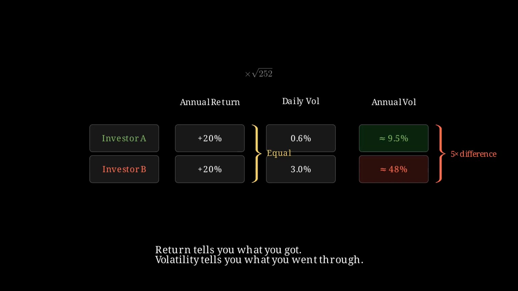If you had to allocate your savings to one of these two portfolios without knowing which would perform better next year, volatility is exactly the number that captures what you are choosing between. Return tells you what you got. Volatility tells you what you went through to get it.